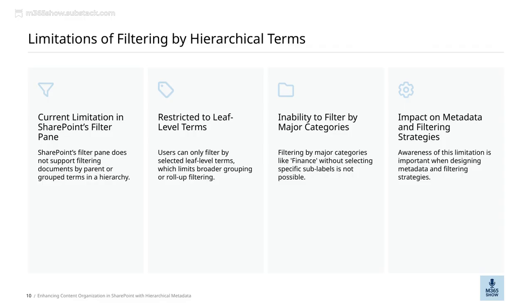Instead, users can only filter by the leaf-level terms. Those are the most specific tags or labels assigned to documents. This restricts our ability to do broader grouping or roll-up filtering, which can be a challenge if we're trying to get a high-level overview. Another important point is that SharePoint's filter pane doesn't support filtering documents by parent or grouped terms in a hierarchy. So, when you're using the filter pane, you're limited to selecting specific, individual terms rather than filtering by categories or groups that contain those terms.